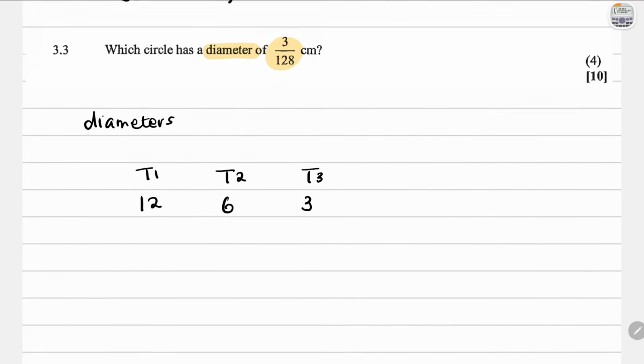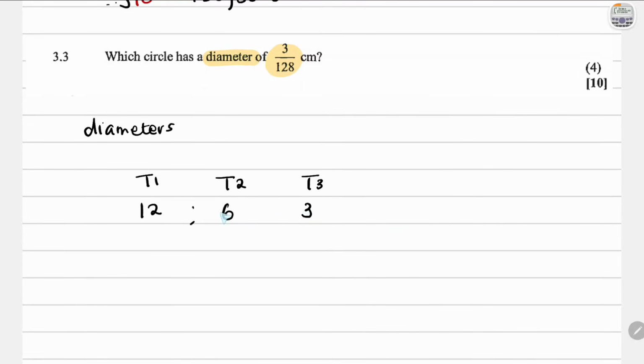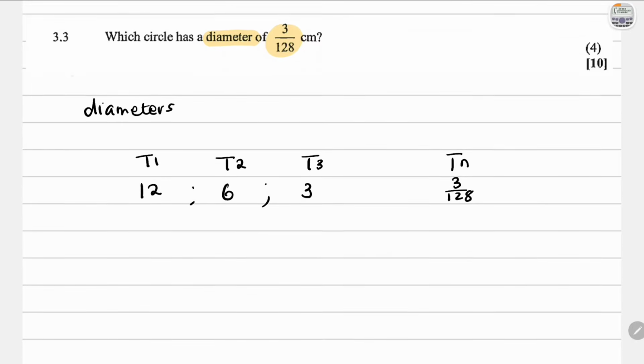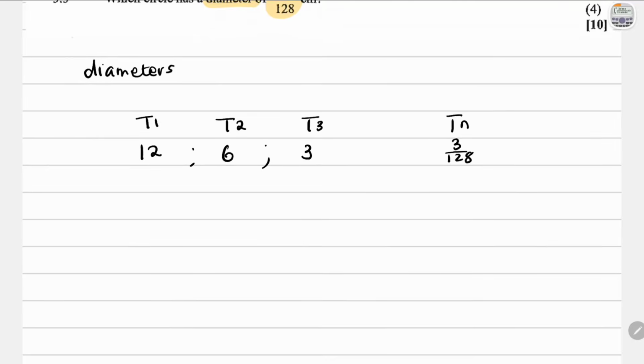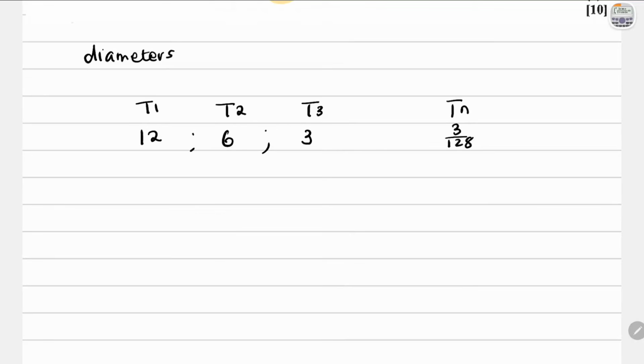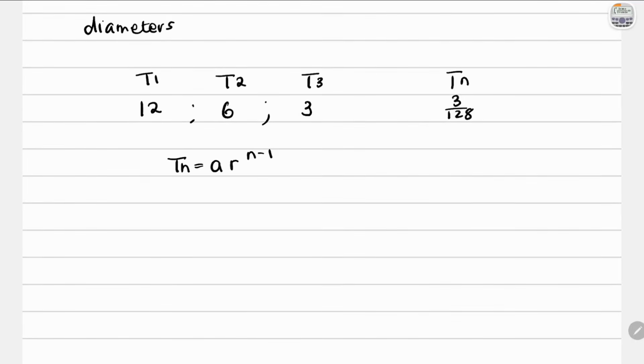Okay, so these are the diameters, and we need to find out which diameter of which circle, so Tn is equal to 3 over 128. This is just a Tn question. But remember that this sequence is a geometric one. So let's go ahead and write the general form of a geometric sequence. The formula of that is a times r to the power of n minus 1, right? And we know what Tn is because we need to find out which term, which circle is this. Circle number what? This is circle number 1, circle 2, and so on.